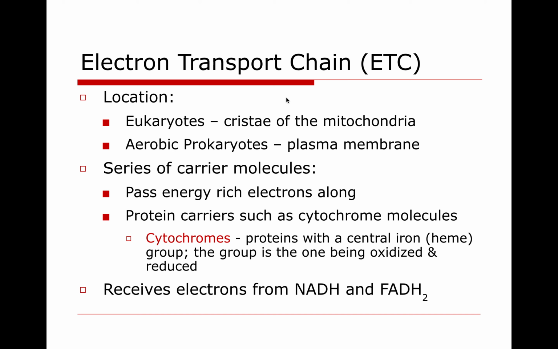Okay, so where is the ETC located? In eukaryotes, which is what we pretty much study, what the chapter's over, it's in the crista of the mitochondria, so that little fold inside the mitochondria. For things like aerobic prokaryotes, like bacteria that use oxygen, it would happen in the plasma membrane, because remember, prokaryotic cells don't have membrane-bound organelles, so they don't have a mitochondria.